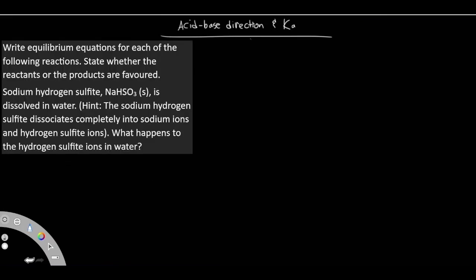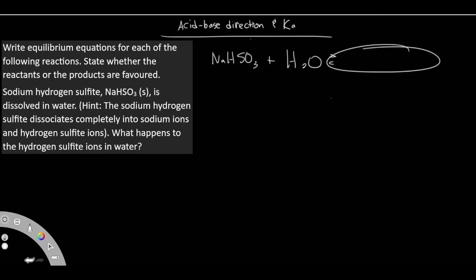Now let's have a look at this question over here. Same thing, we've got to figure out if it's going to go left or to the right, towards the reactants or the products. So we have sodium hydrogen sulfite, and it's going to add with water. It's going to dissolve in the water. Let's forget about the states for now, because I just want to show you something. What are we going to create for the product?